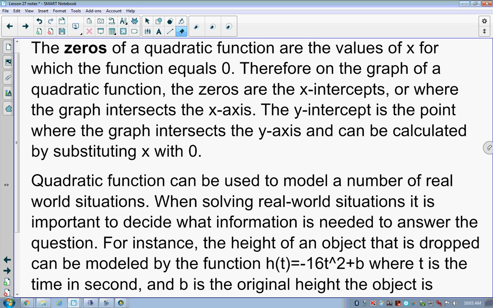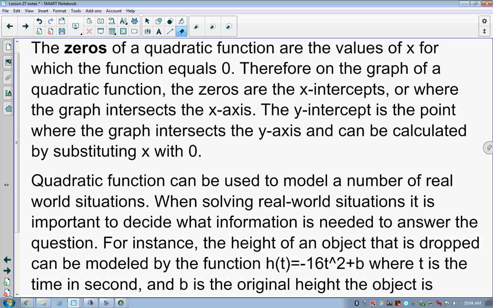The y-intercept is the point where the graph intersects the y-axis and can be calculated by substituting x with 0. In that case, there's only one option. A parabola opening either up or down is only going to cross the y-axis in one place, at least anything that we're going to look at today. There's no way it can cross that y-axis more than once, opening either up or down.